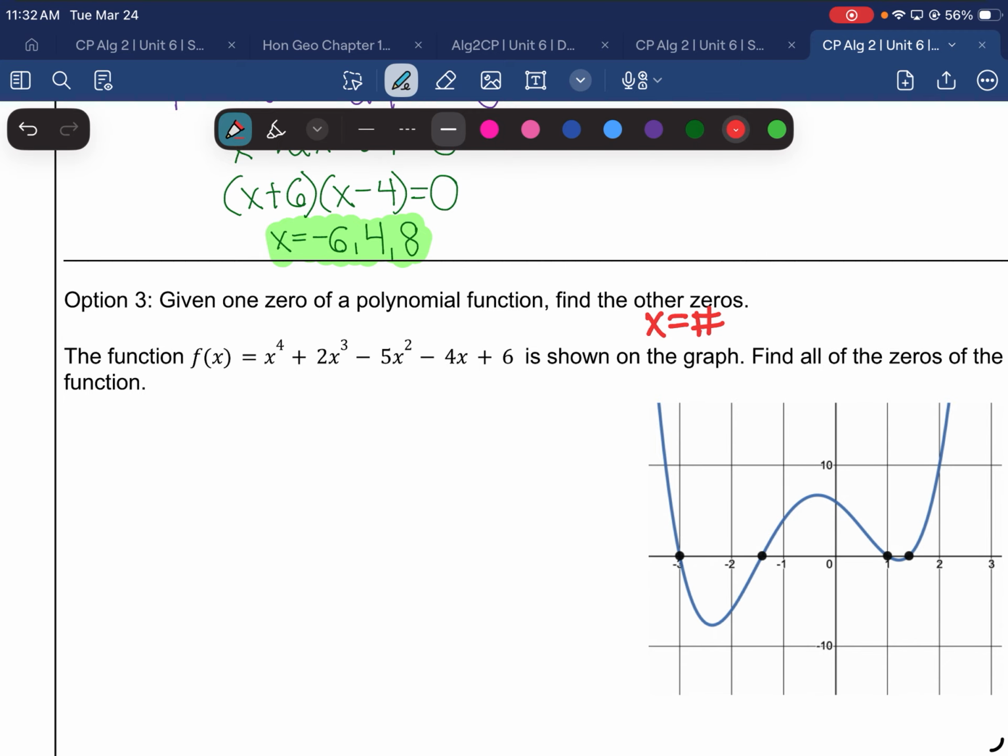If there are 4 zeros, how many x-intercepts might you assume there are? 4. However, how many, and that's what you see, right? 1, 2, 3, 4. They all pass through, so they all have an odd multiplicity. So all of their multiplicities are going to be 1. Can you identify any of these x-intercepts right now?